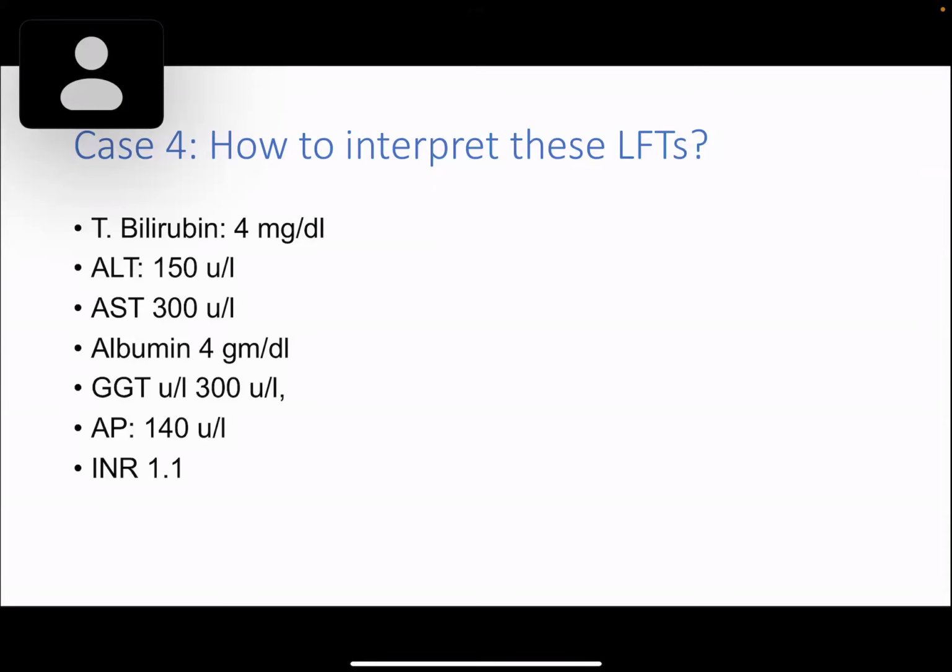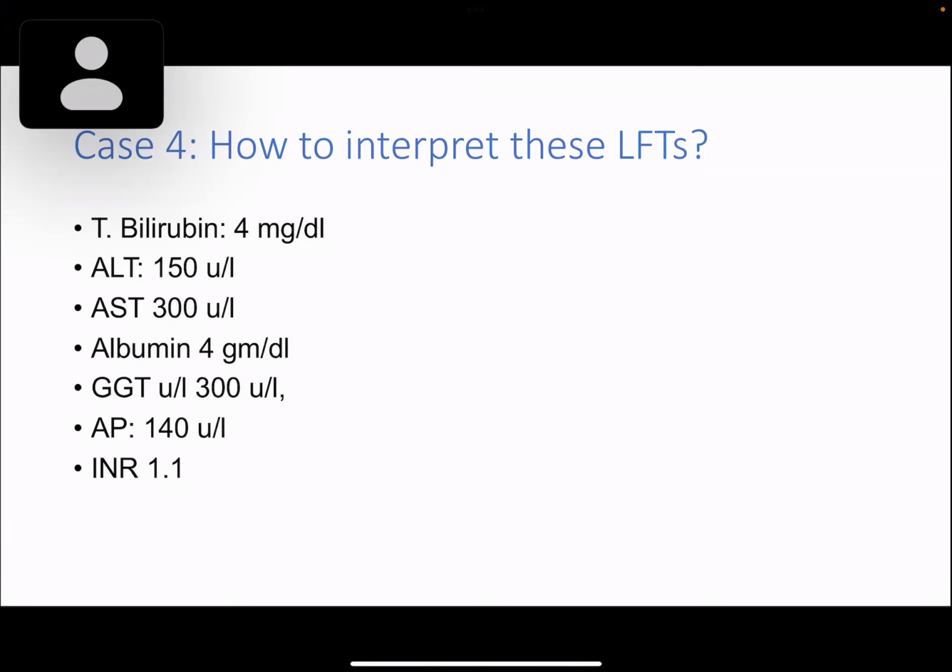So which one is high? GGT is high, while alkaline phosphatase is within normal limits. So this indicates what? Hepatic or non-hepatic? Sorry, not hepatic, cholestatic or non-cholestatic cause. That means biliary or non-biliary disease. So highly suggestive of non-biliary disease.